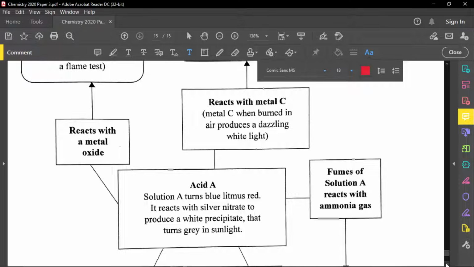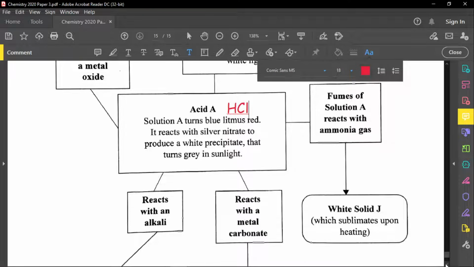It reacts with silver nitrate to produce a white precipitate that turns gray in sunlight. So that's the next clue. By means of this, that it reacts with silver nitrate, we know it's going to be a chloride. So you can know that this acid must be hydrogen chloride or hydrochloric acid. So let's call this HCl. By nature of what is being produced, it reacts with silver nitrate to produce a white precipitate that turns gray in sunlight. So that must be a chloride there already.